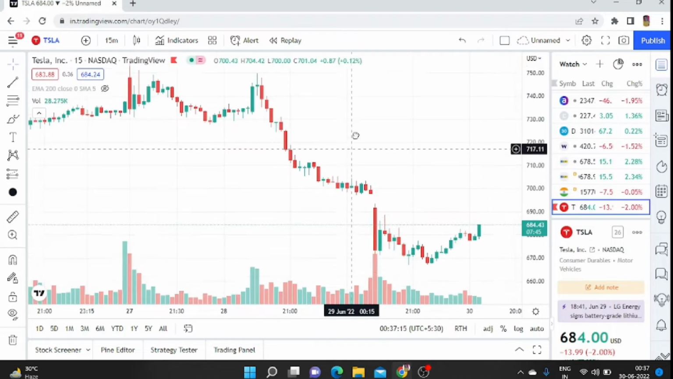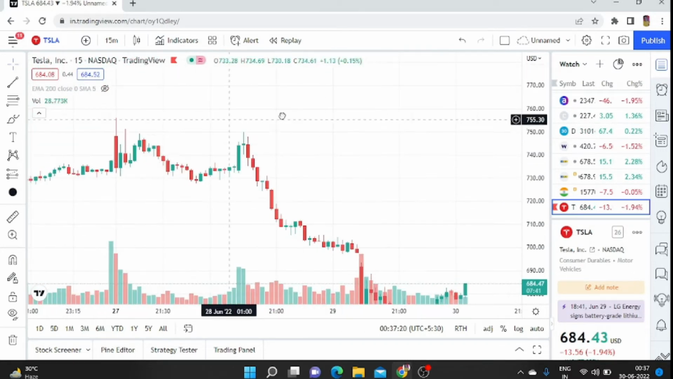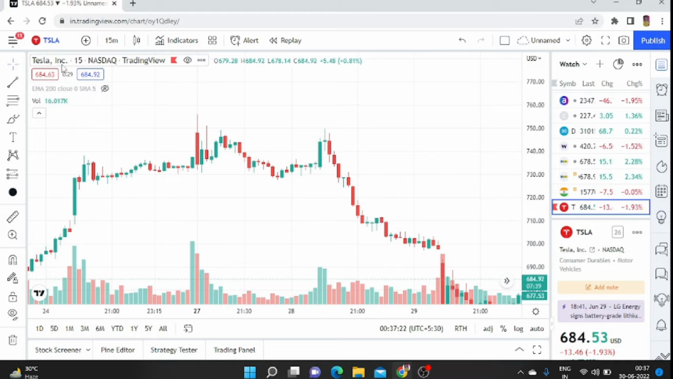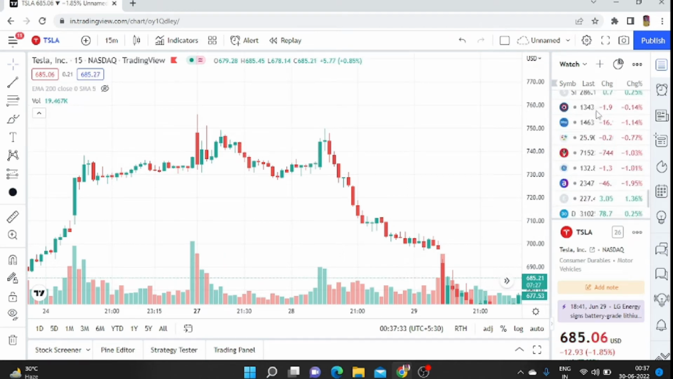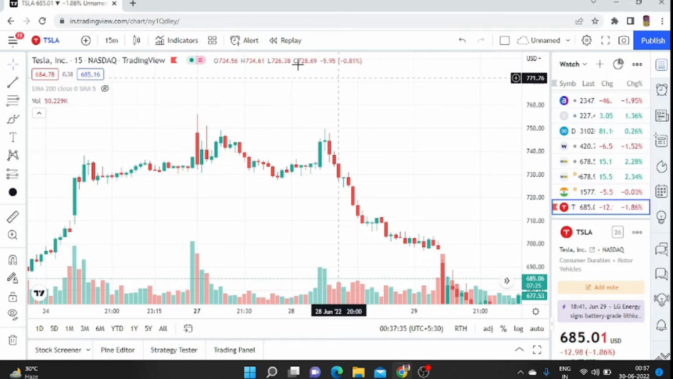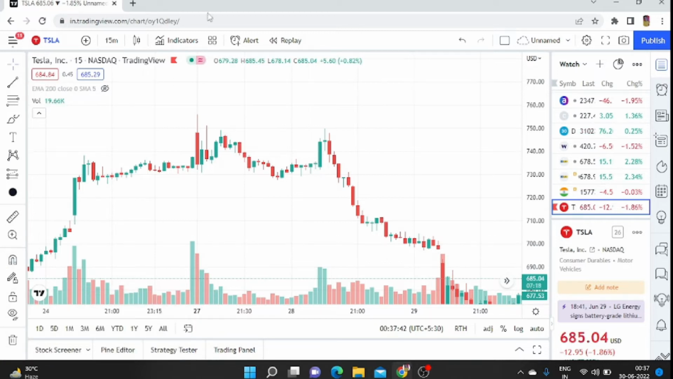So as you can see, this is a Tesla chart pattern, Tesla INC 15, and it is a 15 minute chart, and this is the watch list. You can add or change or remove as per your wish. You can make your own watch list, and these are some tools that we use while trading in TradingView, and you can also use them.